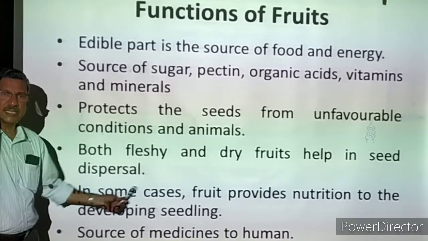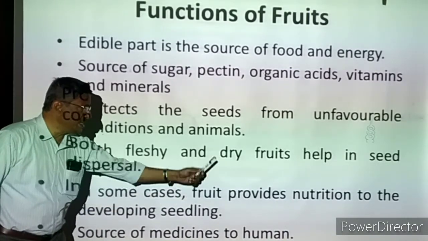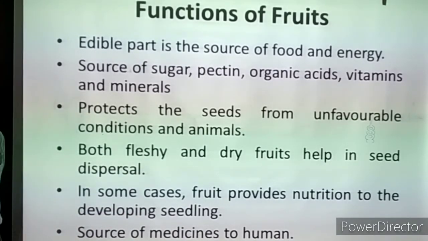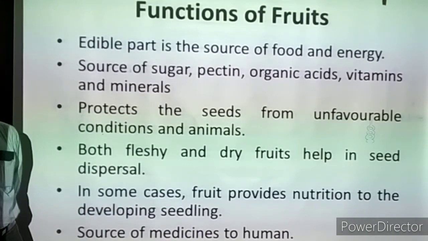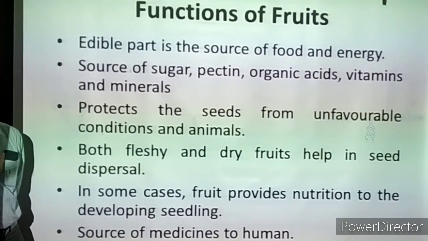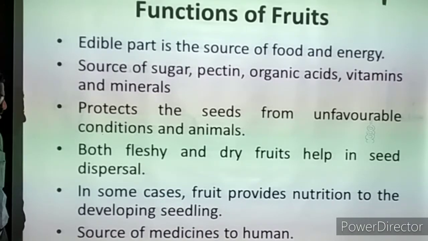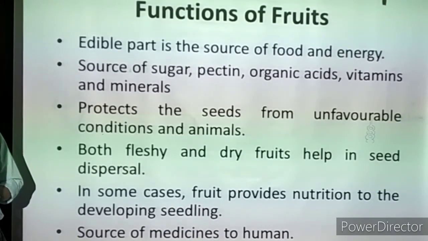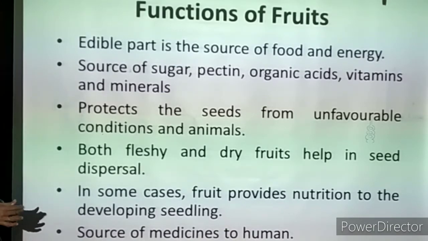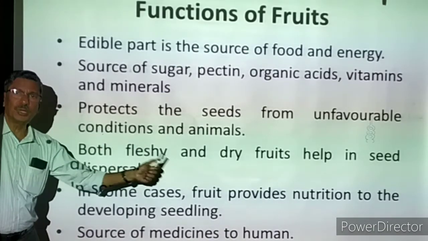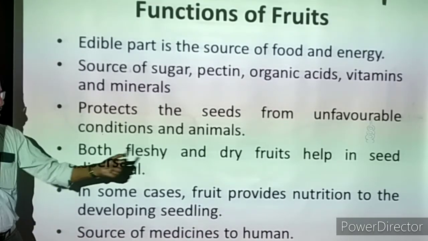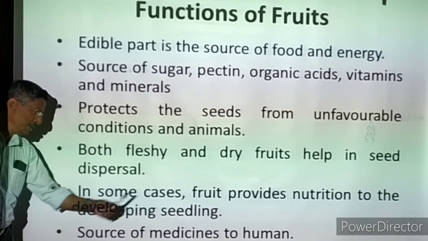In some cases, that is in some fruits, the fruit provides nutrition to the developing seedling. What is the meaning of developing seedling? The seed germinates into a new plant. Okay, that new tiny plant is called a seedling. At that time, food is required. The seeds may store a little amount of food which may not be enough for the complete development of the young plant. At that time, the fruit provides suitable nutrients to the young or developing seedling.